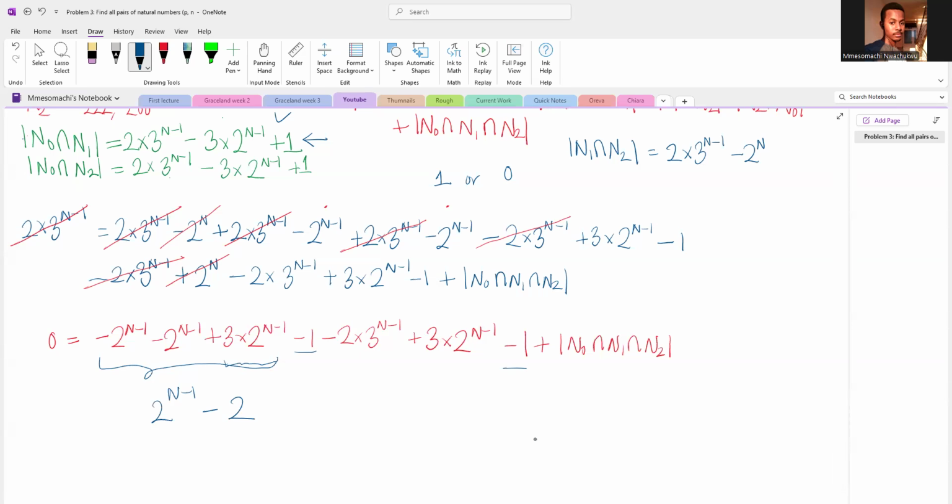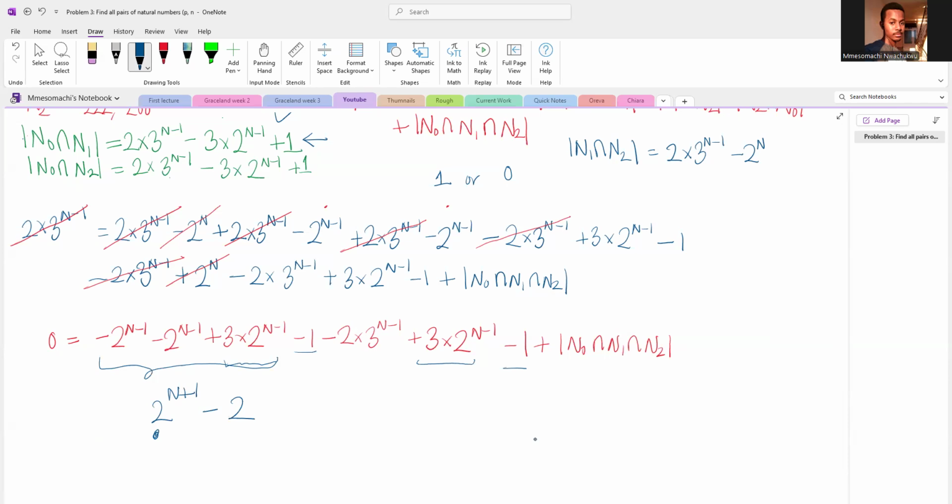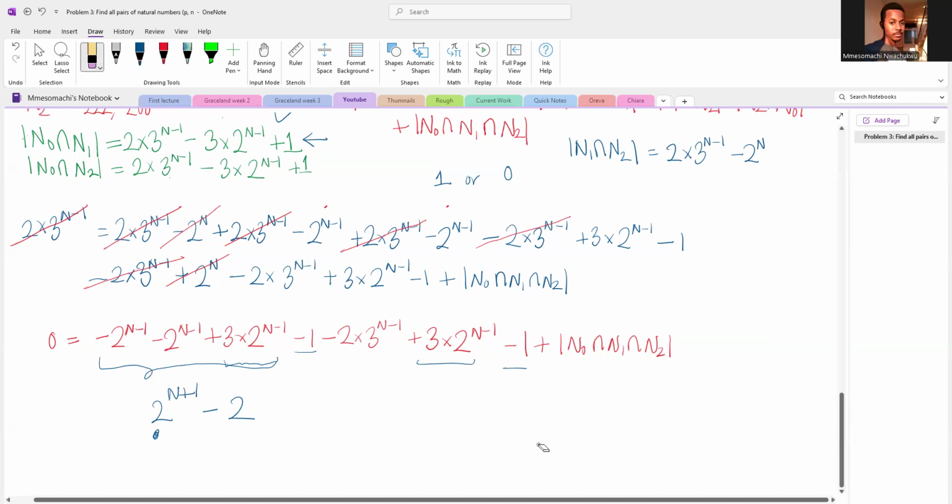minus 2 times 3 to the power of n minus 1. Okay, so let's see, 2 to the power of n minus 1 plus 3 times 2 to the power of n minus 1. This is going to be 4 times 2 to the power of n minus 1, which is 2 to the power of n minus 1 plus 2. So I can simplify this to plus 1. And then we have minus 2 times 3 to the power of n minus 1.